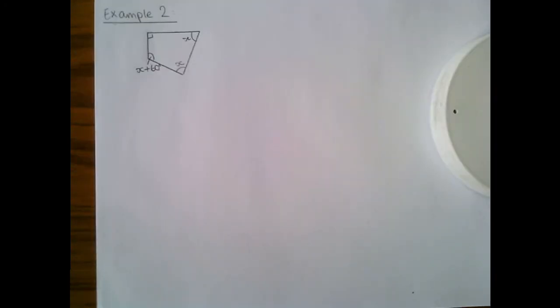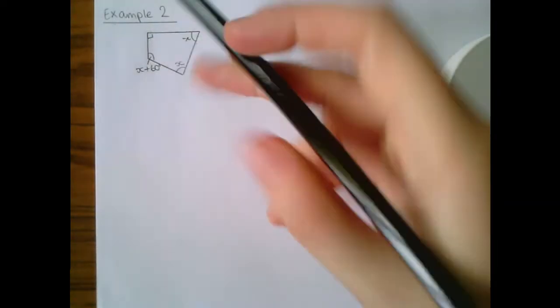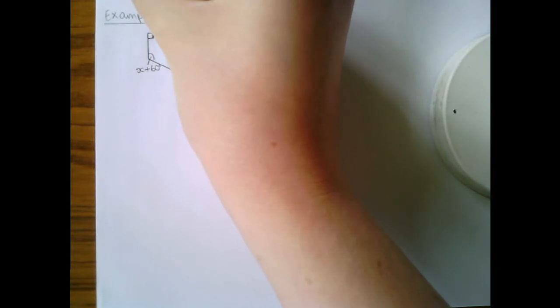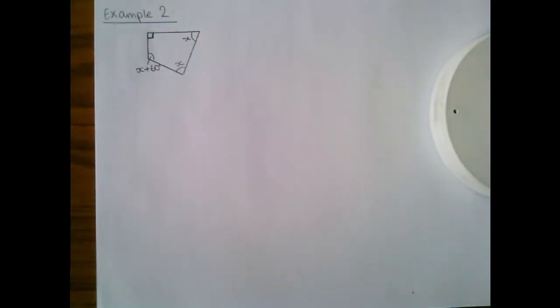The second example in this chapter asks you to find the unknown value of x for these angles. So the quadrilateral has one right angle. It has two equal angles that are x each. We can see that on the diagram. There's our right angle, I haven't drawn that very well, but that's our right angle there.